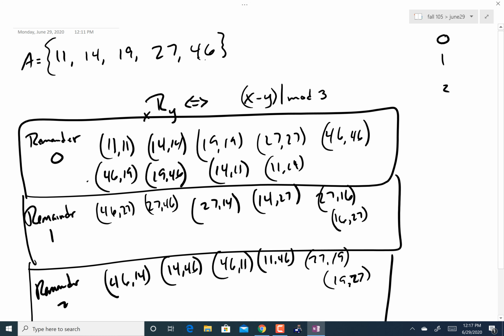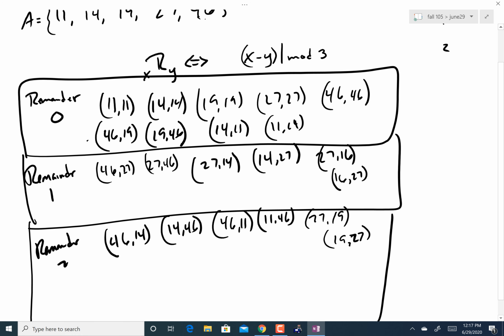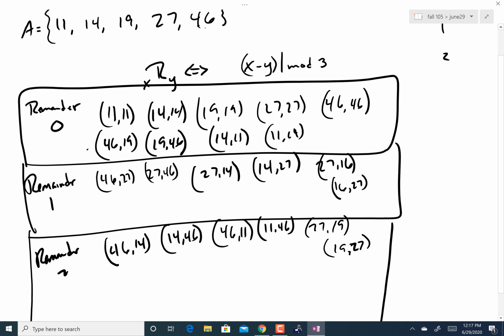27 and 14 is 13. That gives you a remainder of 1, so we're going to use that one. And 27 and 11 is 16. We already used that one, I believe. 27 and 11. Didn't I already use him? Am I out of my mind? 27 minus 11 is 16. Oh, it's right there.